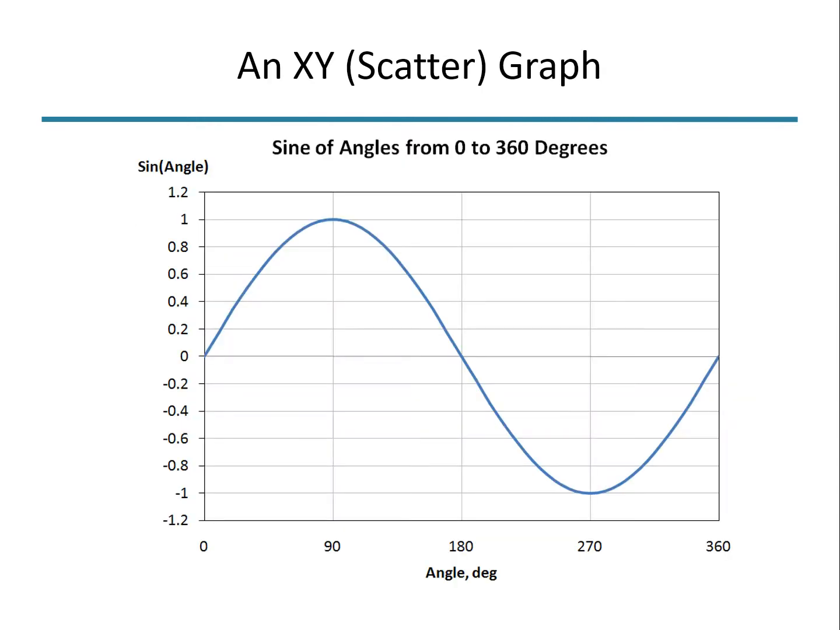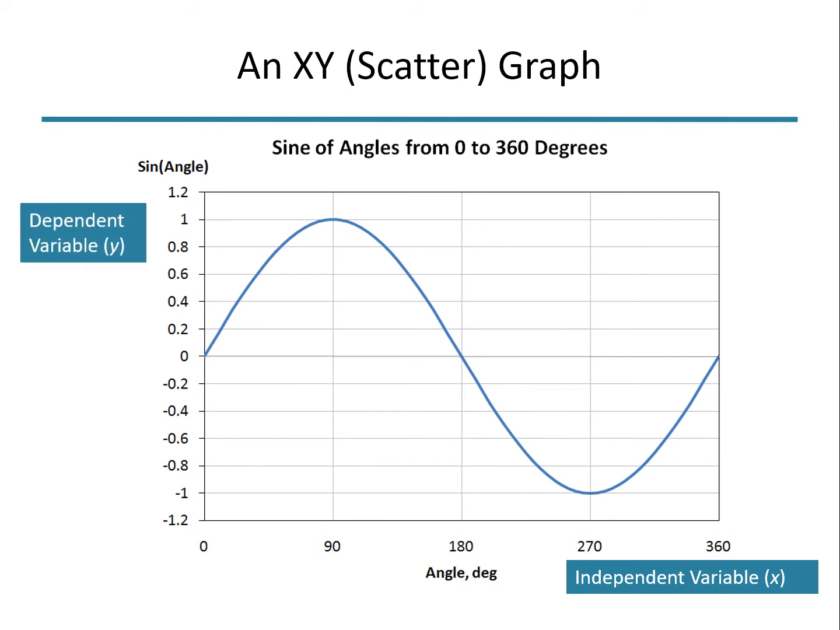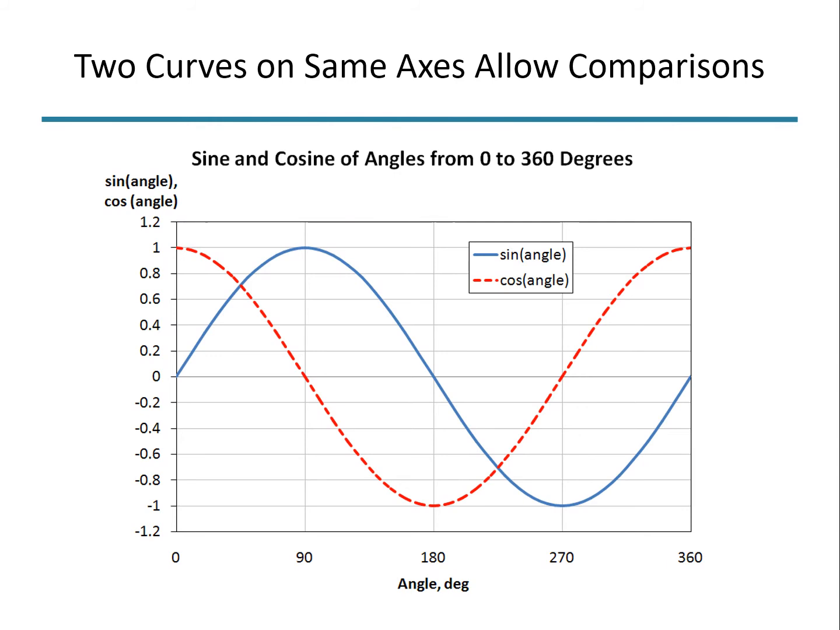So for example, here's the graph of sine of an angle from 0 to 360 degrees. Independent variable in this case is the angle, and the dependent variable is the sine. For comparison, we could show the sine and the cosine on the same graph. And you notice that we've added a legend here so we can tell which is which.